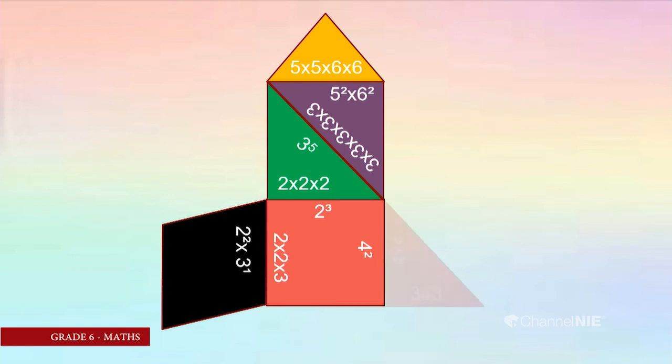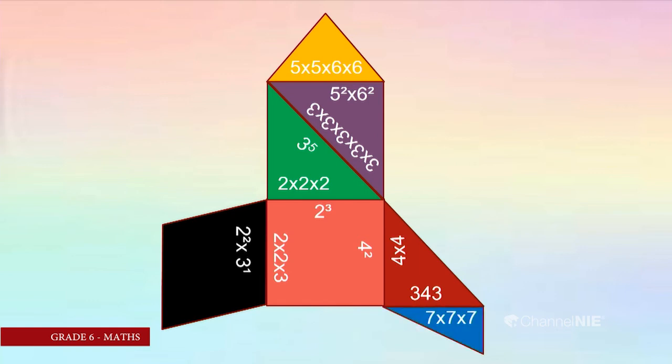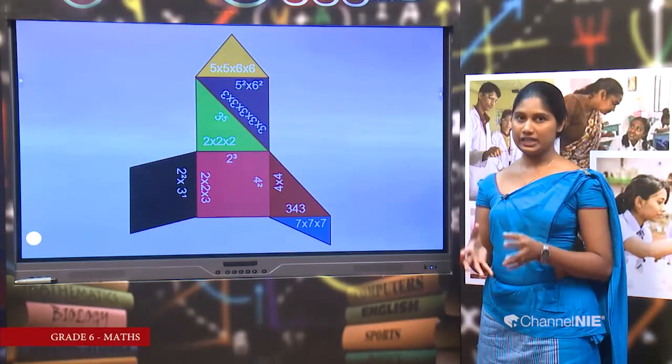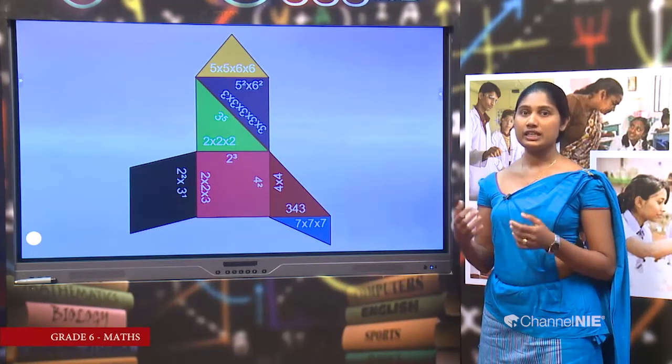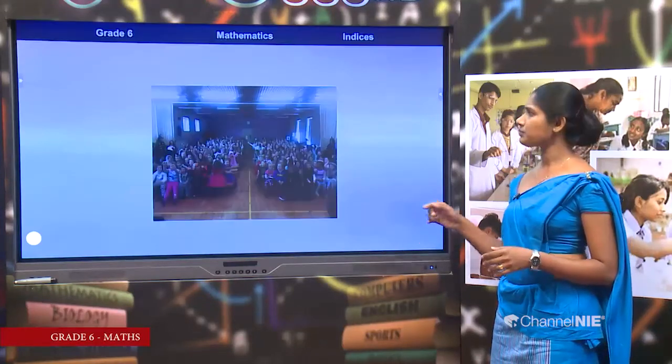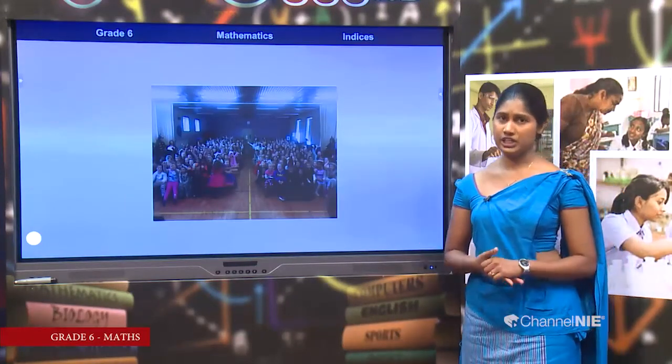Let's see 4 squared. 4 squared means, after expanding that, 4 into 4. Then you can see 343. 343 means 7 multiplied by 7 multiplied by 7. So, this is the way we use this Tarsia puzzle to do this activity. So, in indices you can use puzzles like this also. We will see how to use these indices in our day-to-day life.